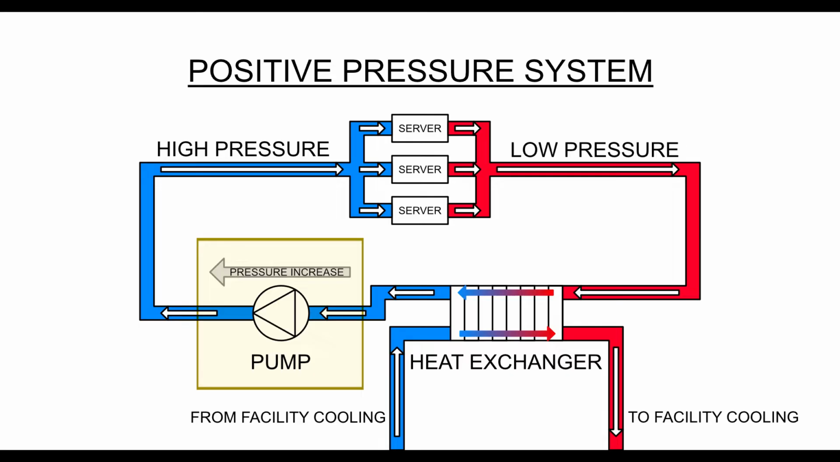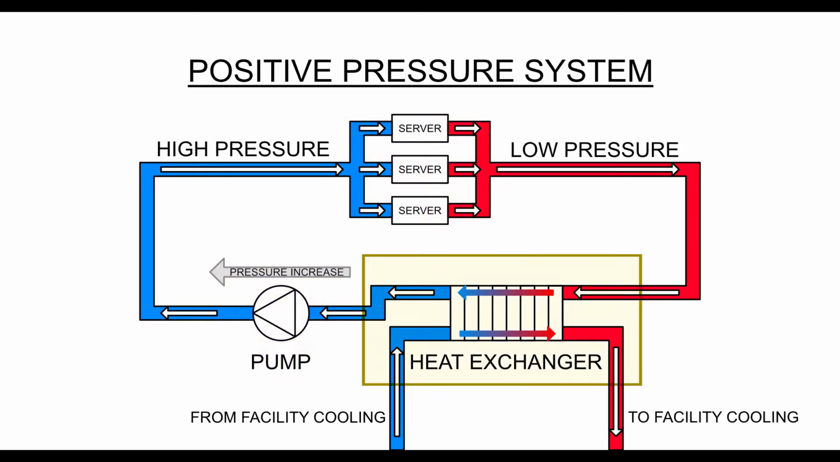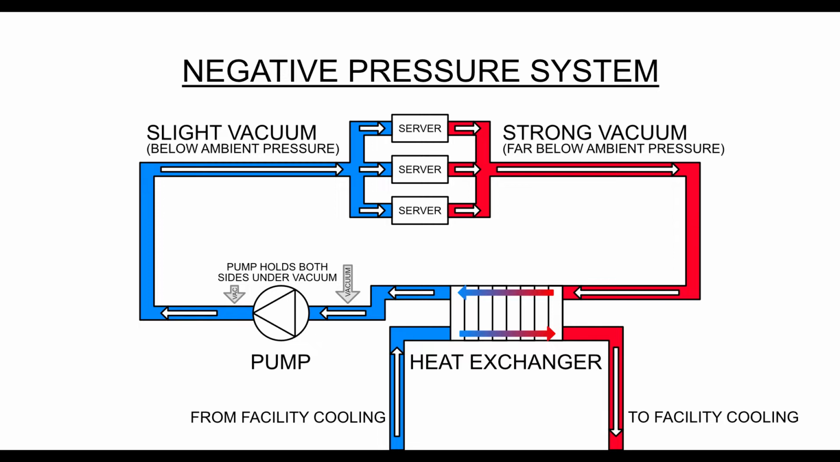A pump circulates the coolant. The coolant is heated by the servers and cooled by the heat exchanger. Then it circulates again. This is an overview of a negative pressure liquid cooling system. It looks pretty similar, right? The biggest difference is that the pump holds both sides under vacuum. But how does this prevent leaks?